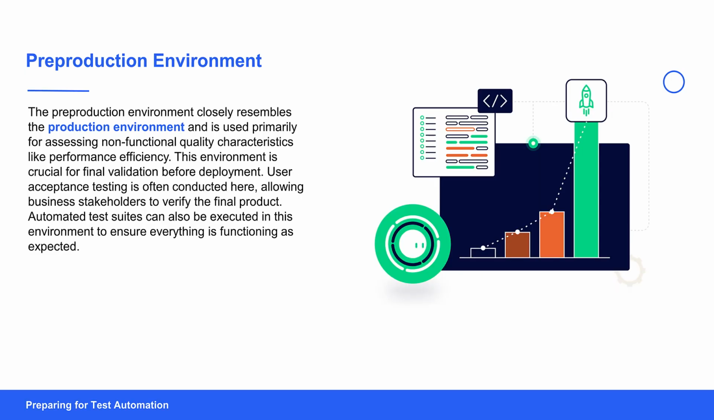The pre-production environment is the final testing ground before the software is deployed to production. This environment is designed to closely mimic the production environment, allowing for thorough testing of non-functional aspects such as performance, scalability, and reliability. In pre-production, automated test suites are often executed to ensure that the software can handle the expected load and usage patterns. Additionally, this is where user acceptance testing, UAT, typically occurs, with business stakeholders testing the software to verify that it meets their requirements and expectations. The pre-production environment also benefits from monitoring, which helps track the software's performance and identifies any potential issues before the final deployment.